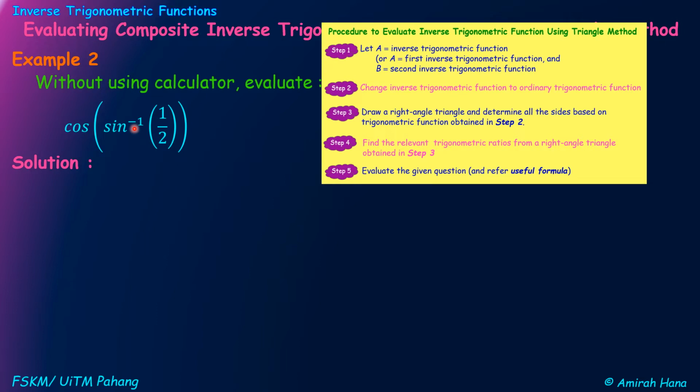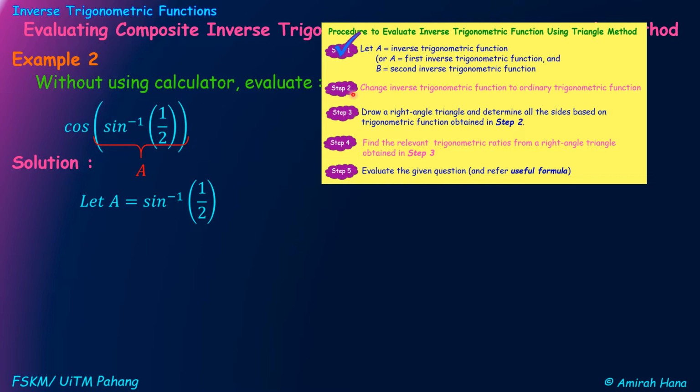From the procedure that we discussed in the previous video, this is the procedure to evaluate inverse trigo function using the triangle method. We have 5 steps. Step 1, we let A equal to the inverse trigo function. So from step 1, A equals inverse sine half. This is our A.